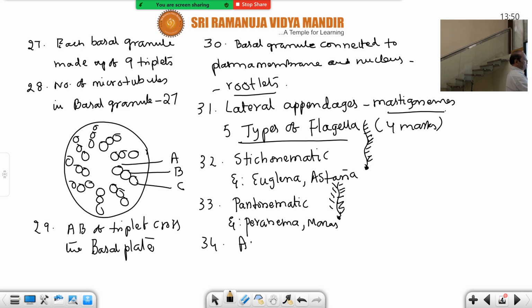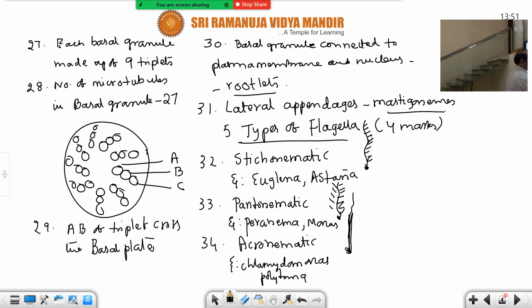Acronematic flagellum, in this mastogonemes are absent. This is basal granule and this is flagellum. Here a naked terminal filament occurs. So flagellum without mastogonemes but with a naked terminal filament, that is acronematic. Example, Chlamydomonas and Polytoma.